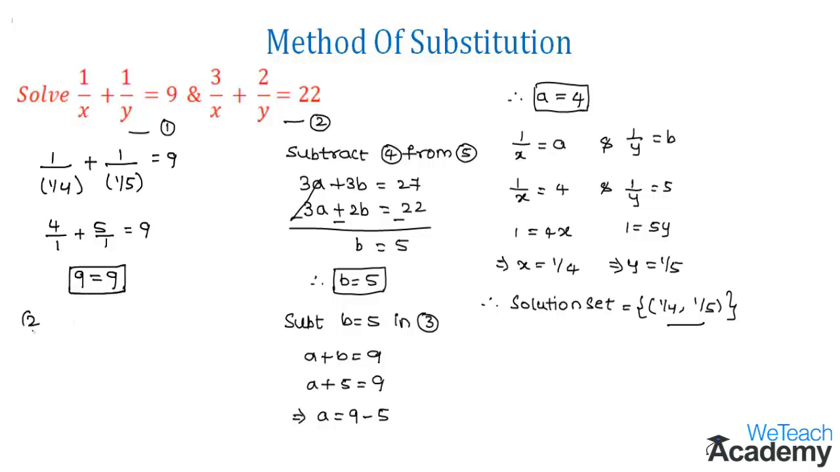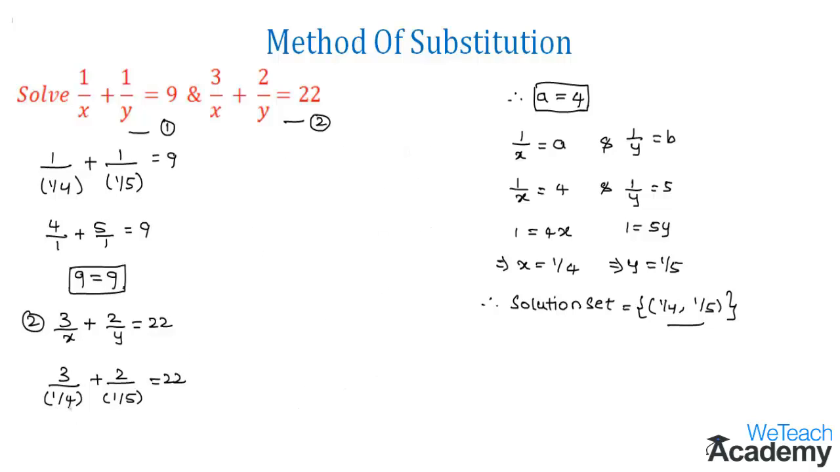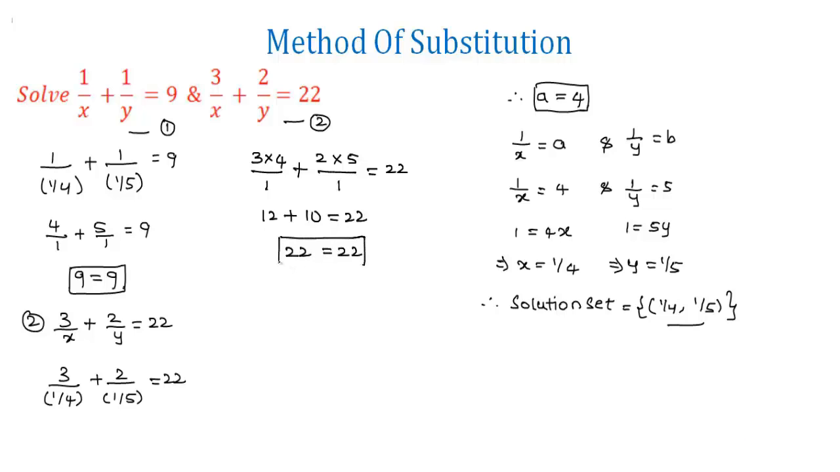Now let us substitute the values of x and y in the second equation, 3 by x plus 2 by y is equal to 22. On substituting, we get 3 divided by 1 by 4 plus 2 divided by 1 by 5 is equal to 22. On the LHS, the values in the denominator get reciprocal, and we get 3 into 4 divided by 1 plus 2 into 5 divided by 1 is equal to 22. This would come as 3 into 4 is 12 plus 2 into 5 is 10 is equal to 22. Hence by adding 12 plus 10 on the left hand side, we get 22 is equal to 22, and hence we observe that LHS is equal to RHS.